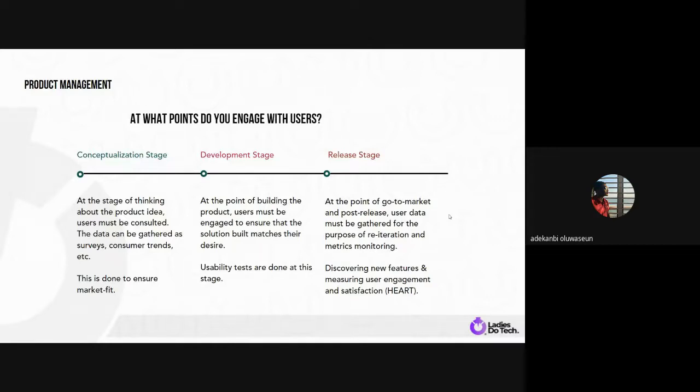The first thing you need to think about is surveys. This is the point where you ask people, what are the problems you're facing? Is there a mobile app that does this for you currently? Then you also want to examine consumer trends. There are a lot of news agencies that release statistics about users. If you check PwC, you check KPMG, you find a lot of statistics around consumer trends.